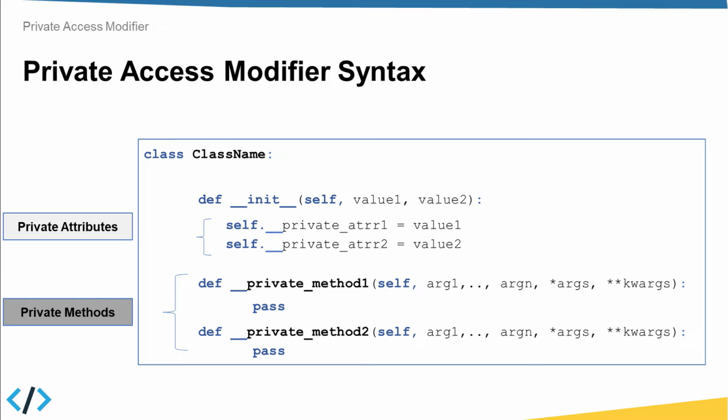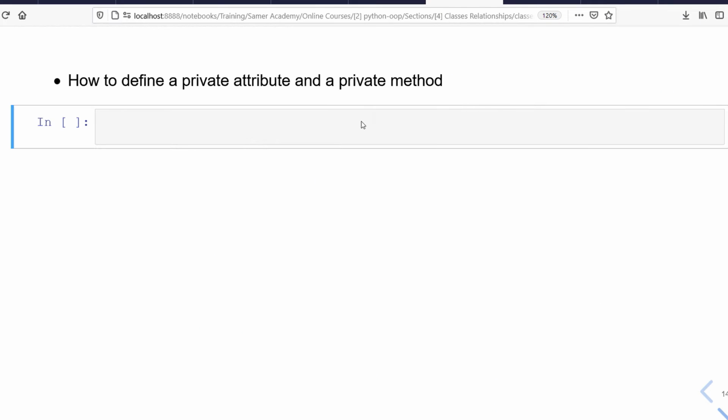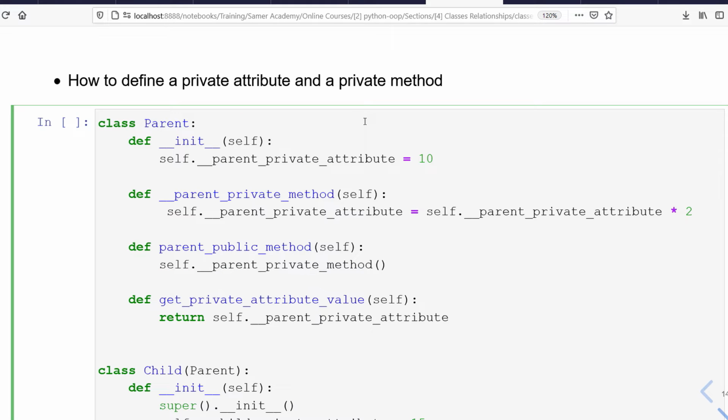Now let's move to Jupyter Notebook in order to see some code examples to understand how we can define these private attributes and methods in action. Alright, now let's see an example about the private access modifier. I'll use in this code session the same example that I used before for both public and protected access modifiers, whereas I will make everything private now.